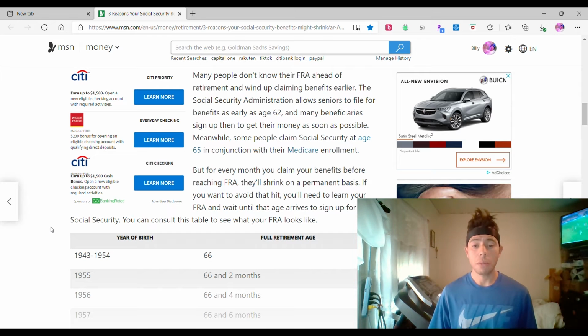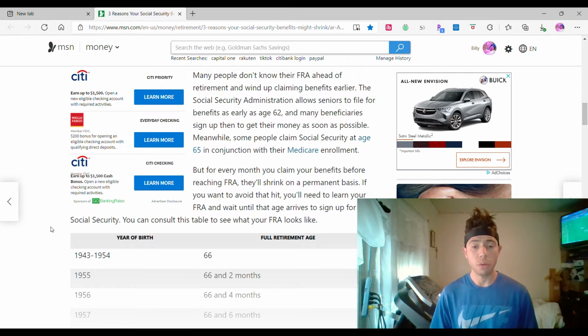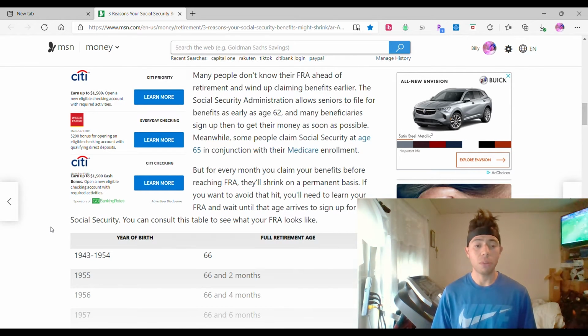But for every month you claim your benefits before reaching your FRA, they'll shrink on a permanent basis. If you want to avoid that hit, you need to learn your FRA and wait until that age arrives to sign up for Social Security.